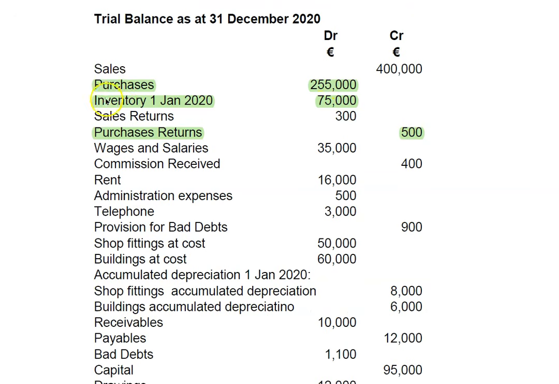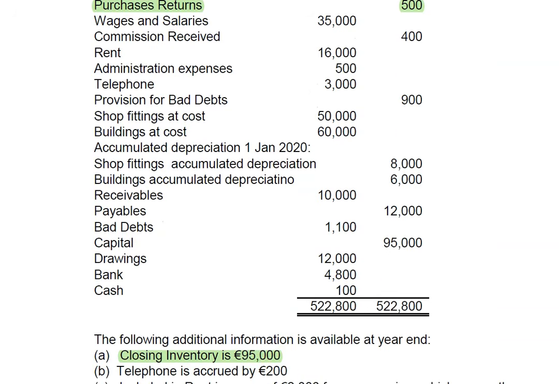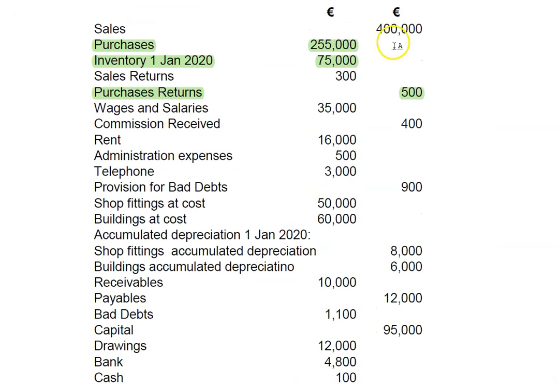So here I've highlighted the purchases adjustments. Here's opening inventory, minus purchase returns. Underneath here is closing inventory. So they're the items that go into the sales and the cost of sales. And don't forget, our starting point is always sales, less any sales returns. So here's sales returns.